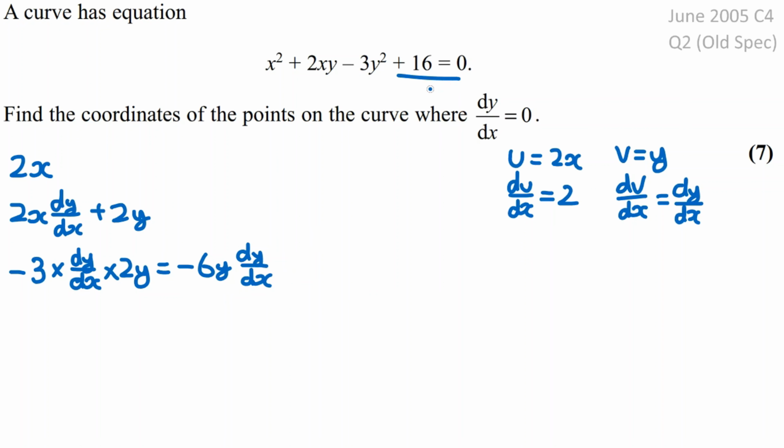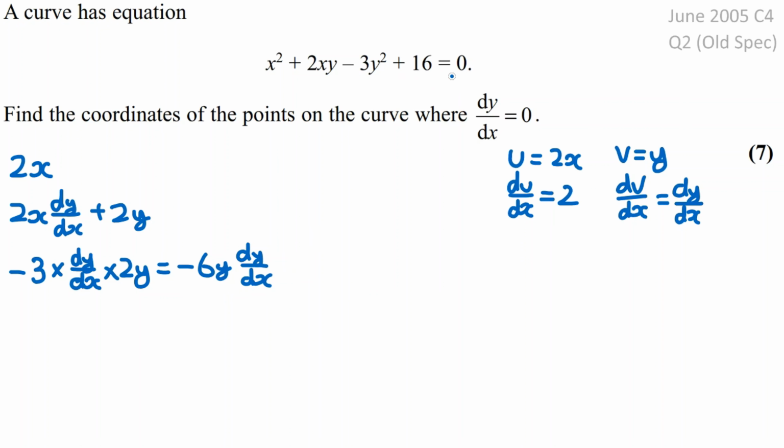If you differentiate 16, as it's a constant, it will just be 0. And on this side, if you differentiate 0, it will still just be 0. So therefore, if you differentiate this equation here, this side will be these terms added together: 2x plus 2x dy/dx plus 2y minus 6y dy/dx. And on this side, it's just going to be the 0 differentiated, which is 0.